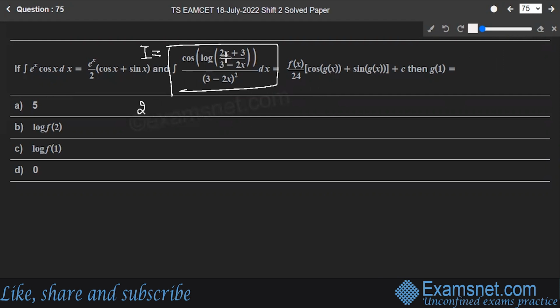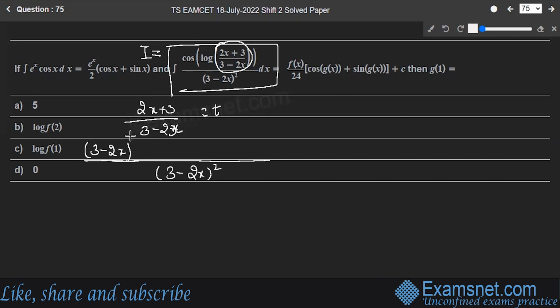Next, let's put this thing, (2x plus 3) upon (3 minus 2x), equal to some t. Now let's find out the derivative with respect to x. You will have the denominator square, and here in the numerator you will have denominator into derivative of numerator minus numerator into derivative of denominator. This is equal to dt by dx.